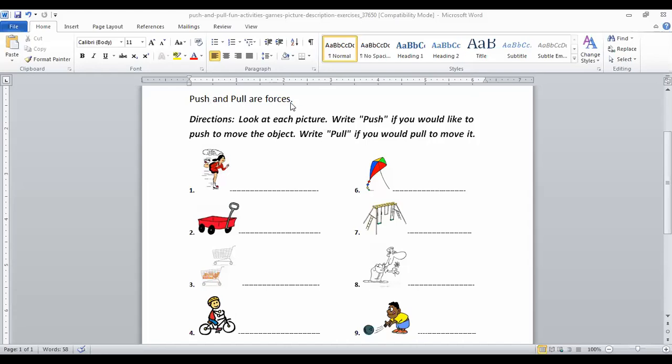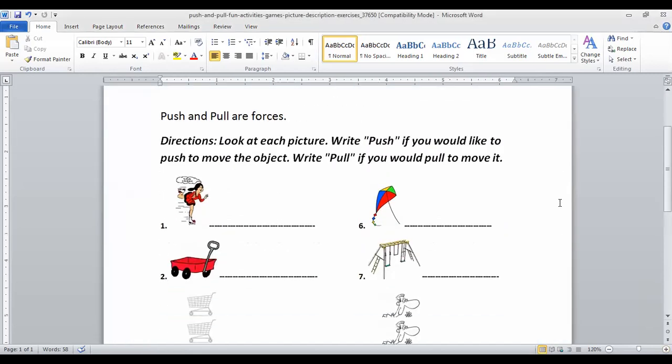Okay. Push and pull are forces. Look at each picture, write push if you would push to move the object. Write pull if you would pull to move it. Number one. Wait, let me make it bigger. So here, what is the girl doing? Pushing or pulling?